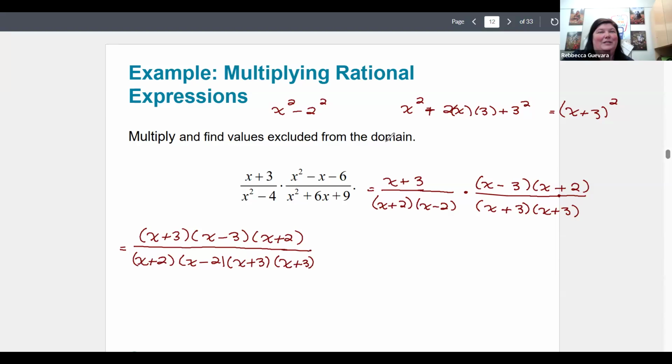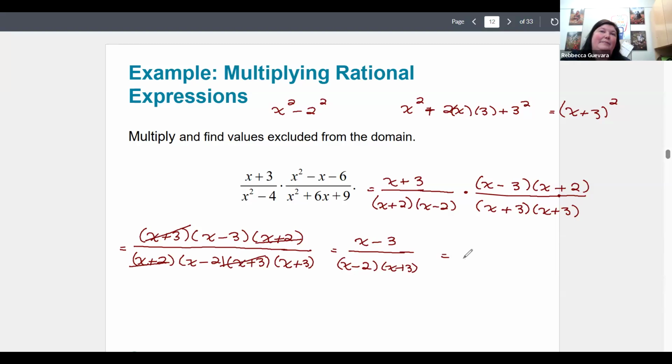So technically I should have done the domain first. I just wanted to do this part first. It's going to take more room. But we'll get back to that domain. So this eliminates, and this eliminates as a common factor. The x plus 2's eliminate as common factors. And what I'm left with is an x minus 3 on top, x minus 2, x plus 3 on bottom.